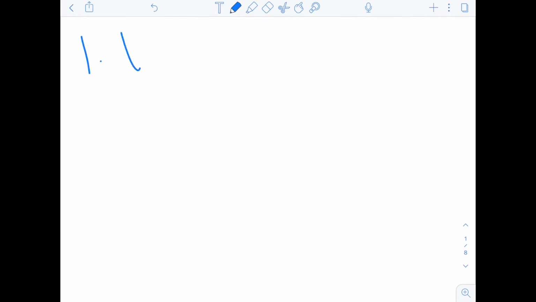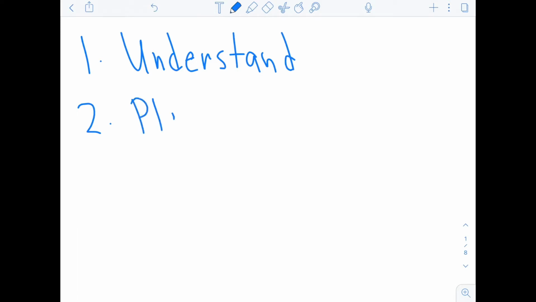So the first step is to understand the problem. What that means is you have to read the problem very carefully, maybe even multiple times, and explore what the problem is about. And you have to identify what they give you, and you also have to identify what you need to find.